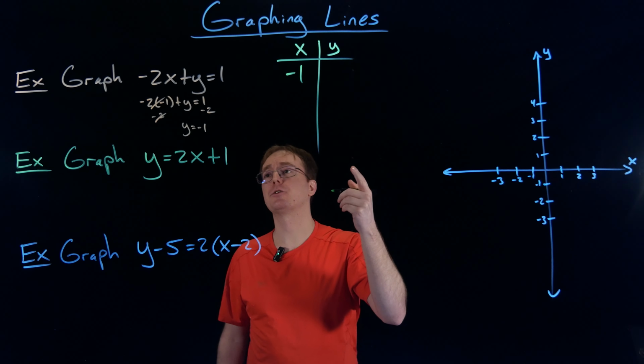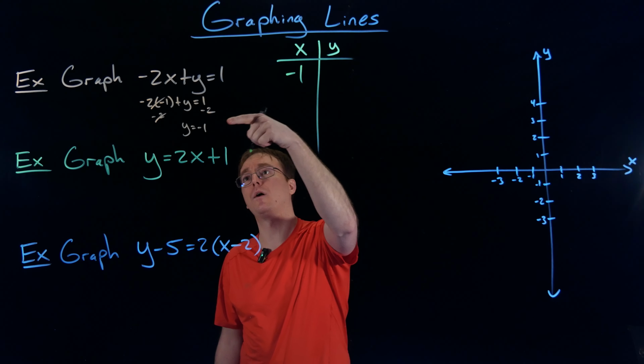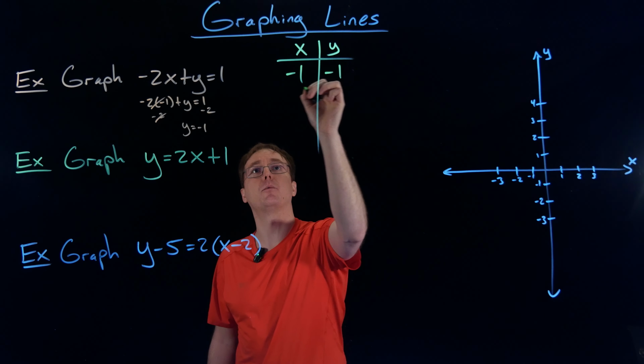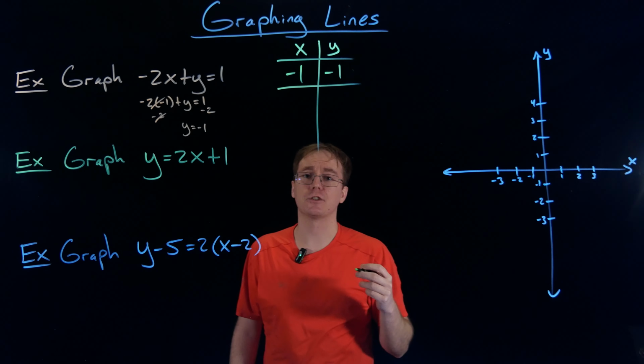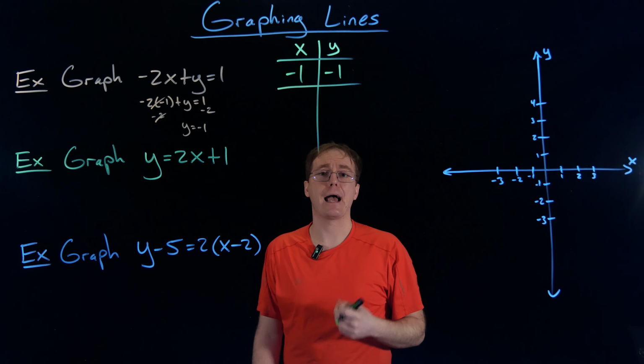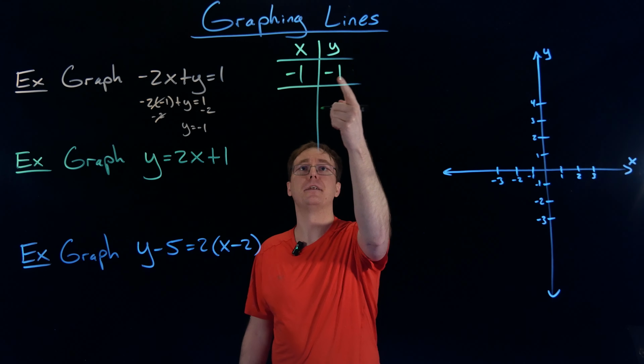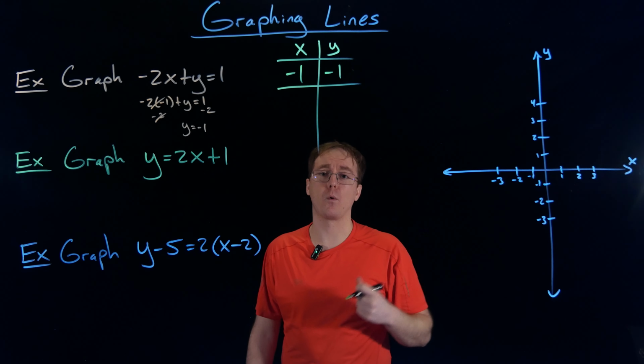And that'll give us y is equal to negative 1. Now we can go back to our table of values here, and we see that when x is equal to negative 1, y also has to be equal to negative 1. So that gives us an ordered pair, an x value and a y value that we know has to be on the graph of our line. We can now plot the point negative 1, negative 1, and that'll represent 1 point on the line.